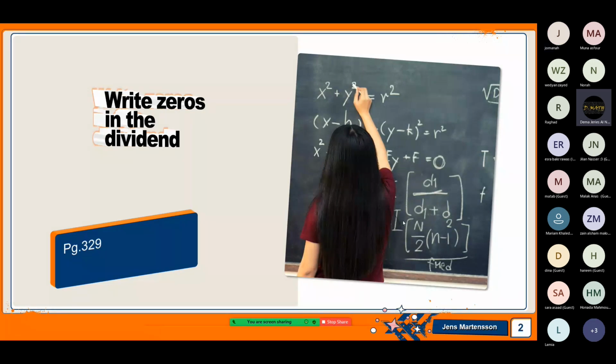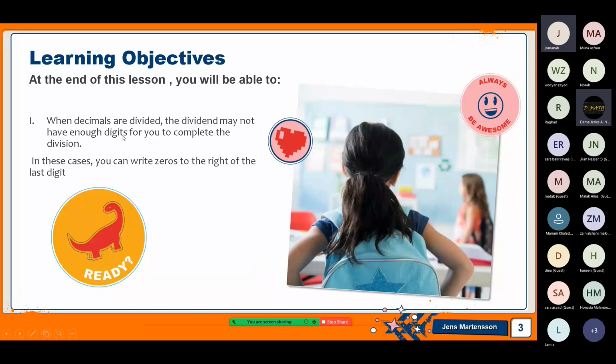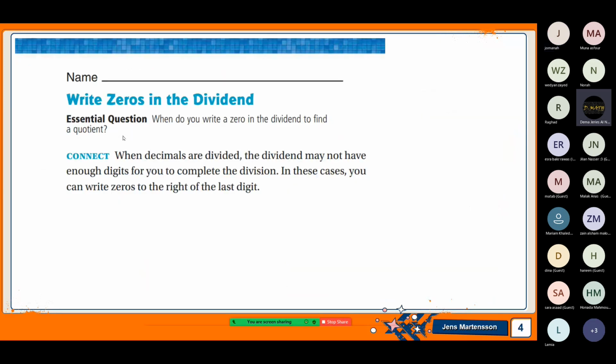Let's see here. When decimals are divided, the dividend may have a remainder. That means it's not completed. So when you want to complete it, you will add zeros in order to complete dividing without letting any remainder. So in dividing, you have two ways.